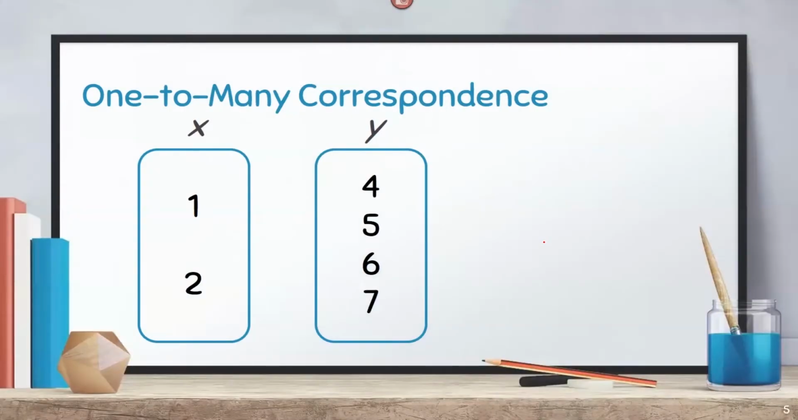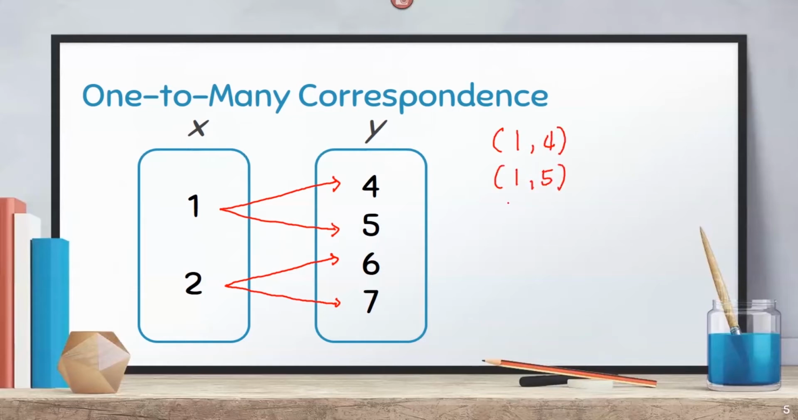On the other hand, when we say one-to-many correspondence, it means that one value of x can be paired to multiple values of y. Example, 1 can be paired with 4 and 5. 2 can be paired to 6 and 7. Therefore, it will make 4 ordered pairs such as (1, 4), (1, 5), (2, 6), and (2, 7).